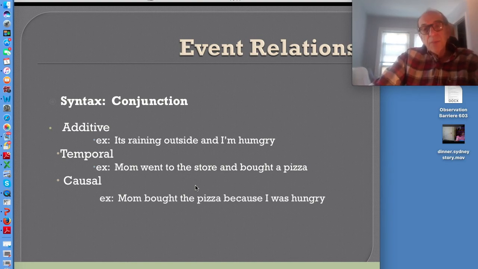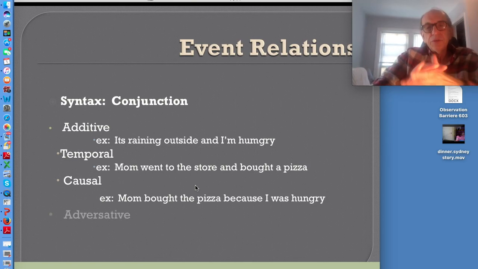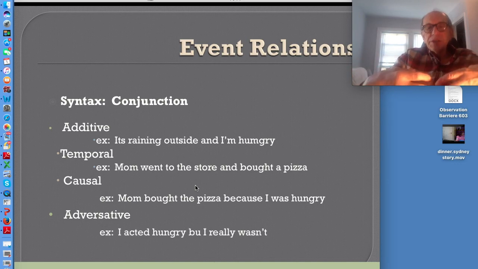Causal: Mom bought the pizza because I was hungry. Now there's a relationship between buying and being hungry by virtue of causality in the 2 verb sentences. Sentence 2 events. And adversative, where there's a comparison relationship and there's a contrast in that comparison. I acted hungry, but I really wasn't. And I still haven't fixed the spelling on that.